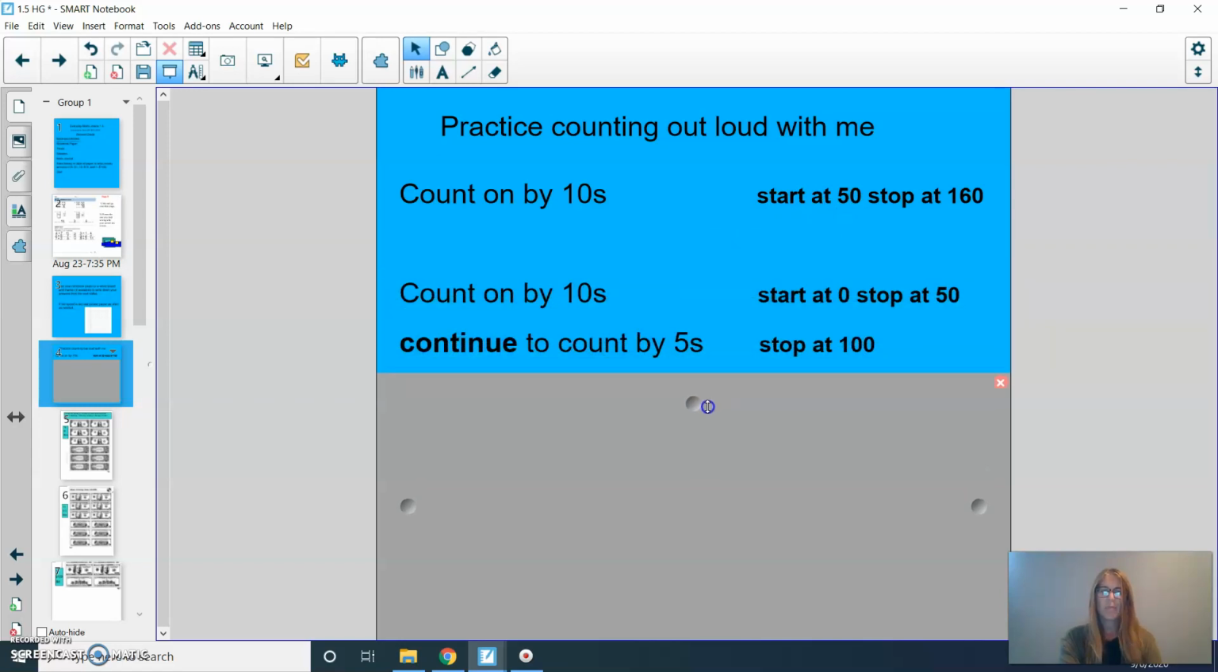This time, let's count by tens. We'll start at 0 and we'll stop at 50. But then we'll continue to count on by fives, stopping at 100. So again, we're going to start at 0 and count by tens all the way up to 50. Then we'll count by fives and stop at 100. Here we go. 0, 10, 20, 30, 40, 50. Now I'm going to switch to fives. 55, 60, 65, 70, 75, 80, 85, 90, 95, 100.